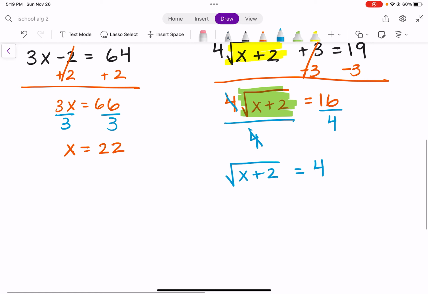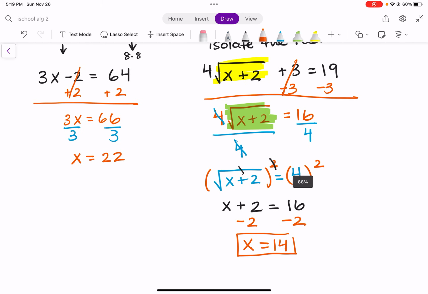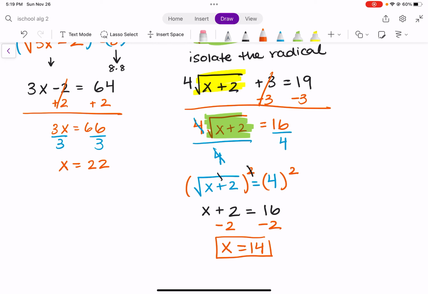Now from here, now that we have the square root by itself, I can do the same thing that I did in the last problem, right? Which is I got to get rid of the square root, which I can do by squaring both sides. This is going to cancel out the square root. So I'm going to have x plus 2 equals, well, 4 squared is 16, right? 4 times 4 is 16. And then from here, we're just going to subtract 2, and we get x equals 14, okay? So this is how you solve simple radical equations.